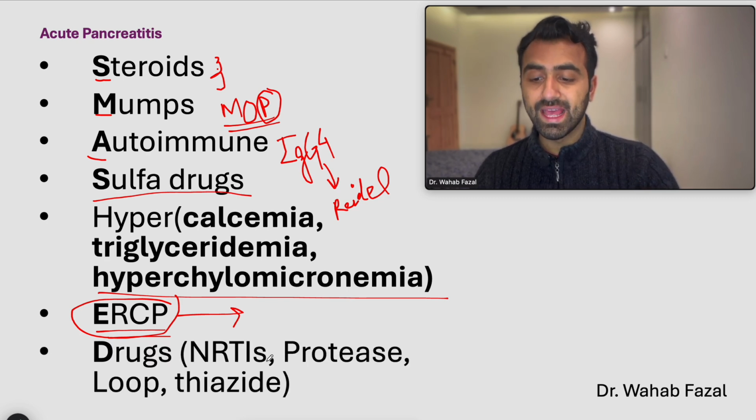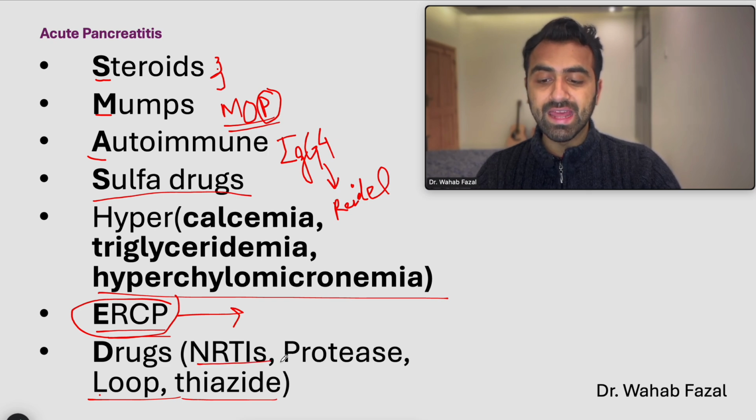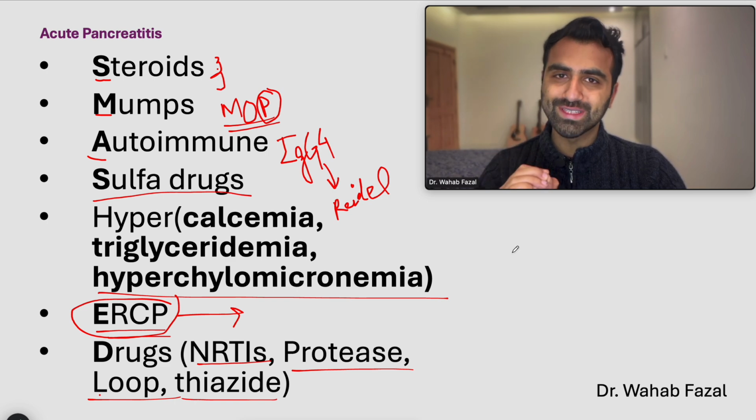Then drugs, and the most important drugs that I want you to remember are loops and thiazides, because a lot of people are on them. And then also HIV treating medications like NRTIs and protease inhibitors. Remember, these are some of the most important causes that I've included here.